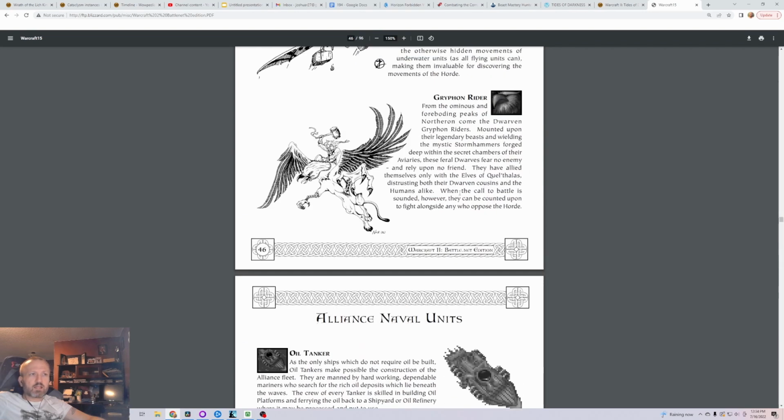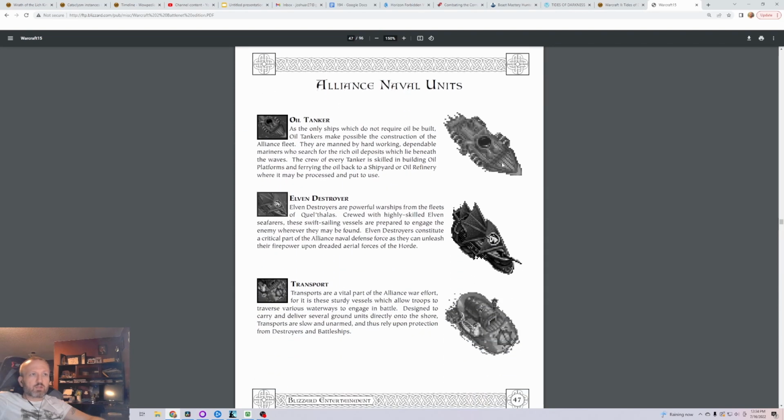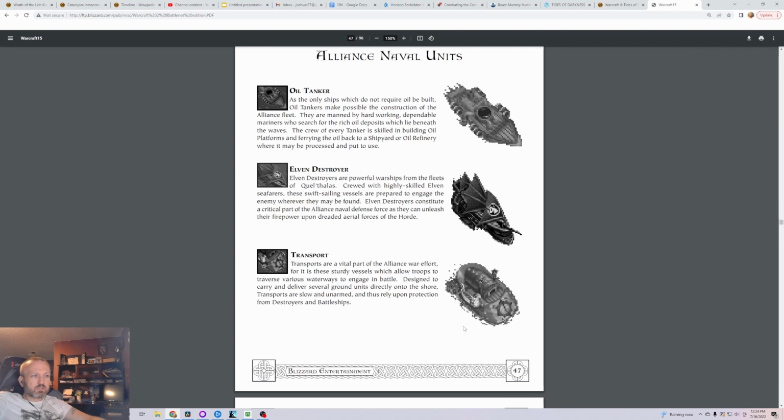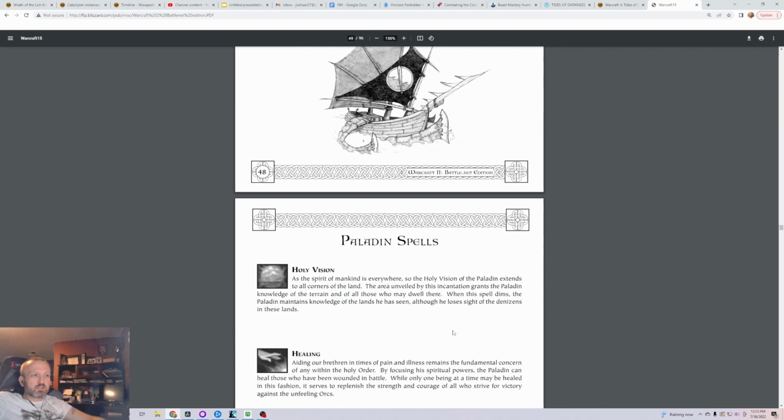Huh, it says they've allied with elves. Interesting. They use storm hammers. You'll get oil tankers. Those are your grunts. Elven destroyers. So the elves help you with great fleets. Your transport ships. The battleships, they just come from the Alliance themselves. And then gnomes help you with submarines.